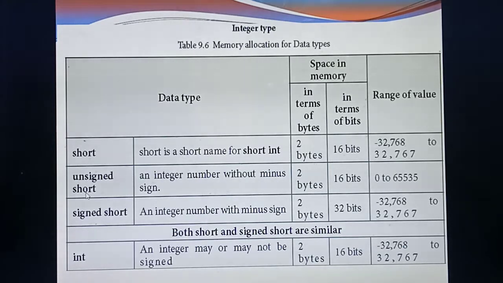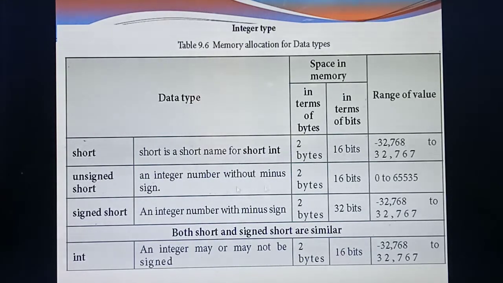Next, unsigned short. What do you mean by unsigned? An integer number without minus. The name itself has unsigned, that means there is no sign. For example, if you need to represent the number minus 5, minus 5 means you should call it signed. But unsigned means 5. That's unsigned. What do you mean by unsigned? A number without a minus sign.